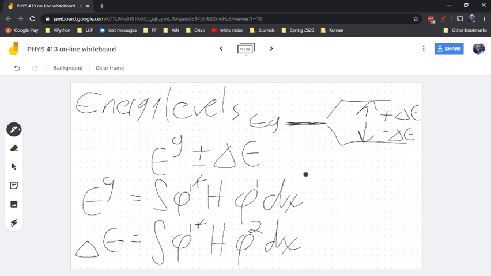So when we went from one atom to two atoms, we went from one energy level to two energy levels. So this energy level split. So let's take a second in chat. Let me know, what do you think is going to happen to these two energy levels when we go from two atoms to three atoms? Tell me in chat, what do you think is going to happen?